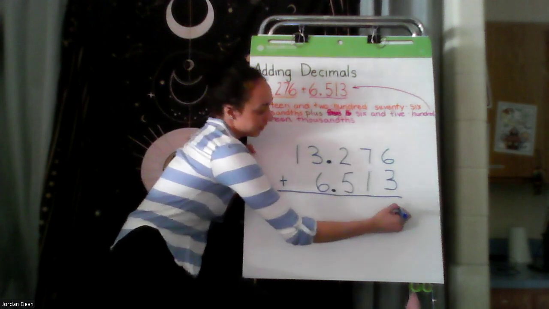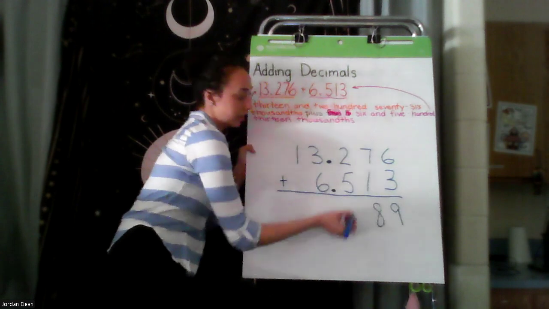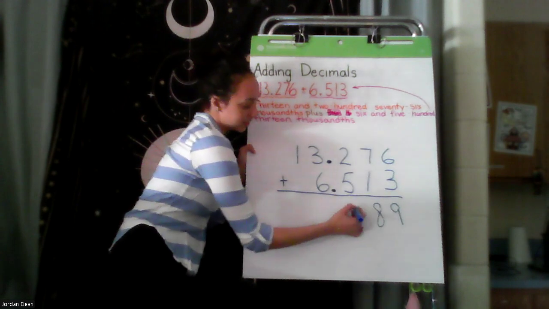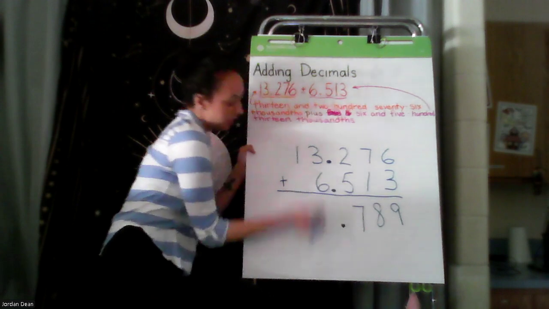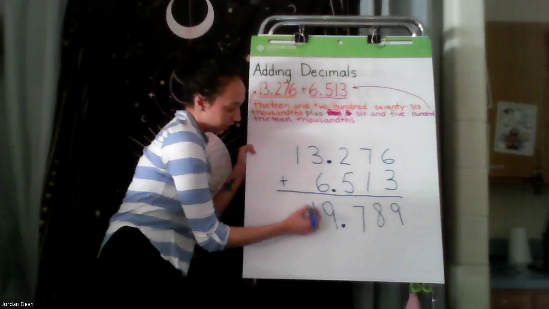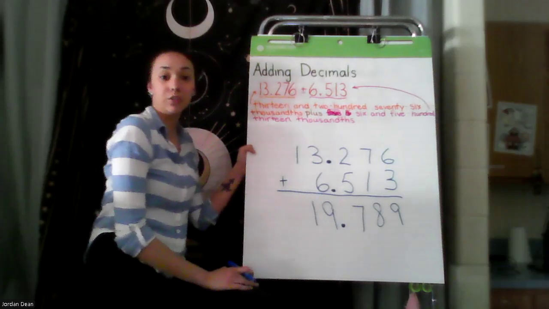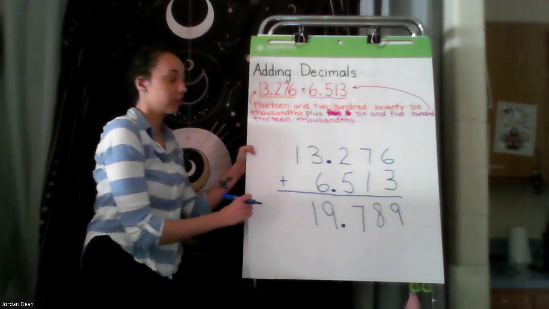6 plus 3 would give us 9. 7 plus 1 would give us 8. 2 plus 5 would give us 7. We need to bring down our decimal. 3 plus 6 would give us 9 again. And our 1, with a final total of 19 and 789 thousandths.